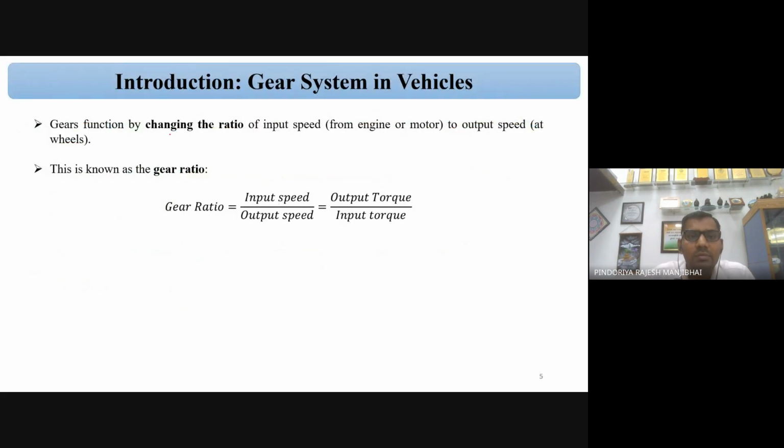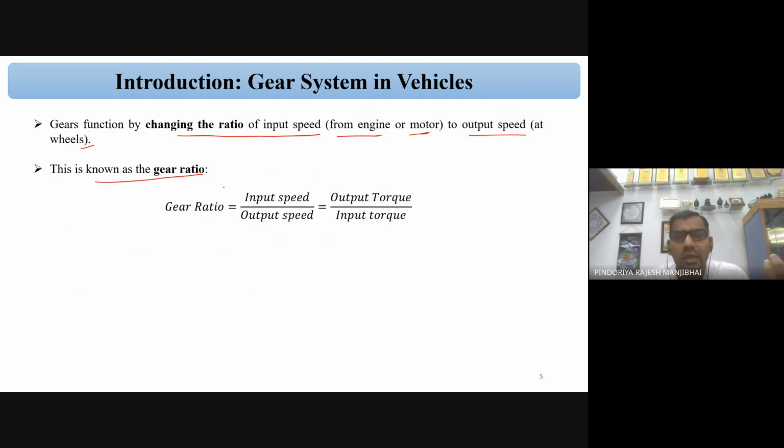So gears function by changing the ratio of the input speed, maybe from the engine or otherwise from the motor, to the output speed of the wheel. Okay, so this is the gear function, so we have to change the speed, correct? By changing the gear we can change the speed. So this is known as the gear ratio.